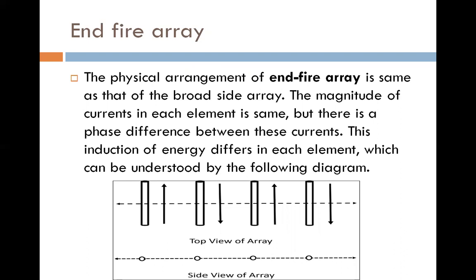If we see the physical structure, it looks the same. So where is the difference? The difference is that there is a phase difference between these currents. When we give the current to each and every element, it is required to be in different phases. So this is the basic or main difference. When we apply the signal, it is required in different phases. So this is a new thing in the end-fire array.